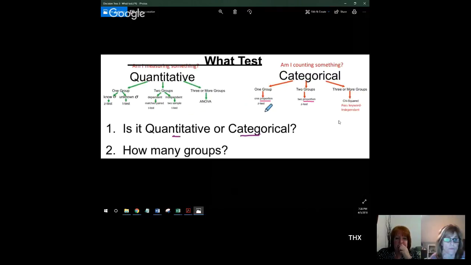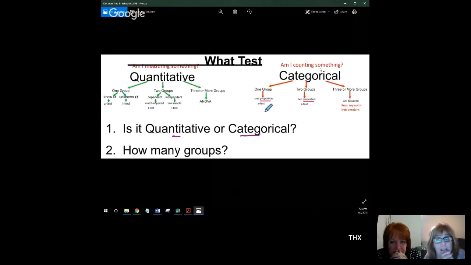Yeah. And I think the categories are throwing us off, that we're thinking it's categorical. Well, there's some flow charts on my screen from Sister Lab. Okay. Am I counting something or am I measuring something? I think I'm counting two groups. I think I'm counting two groups as well. So that makes it categorical.